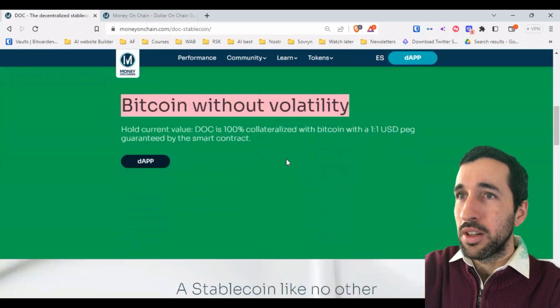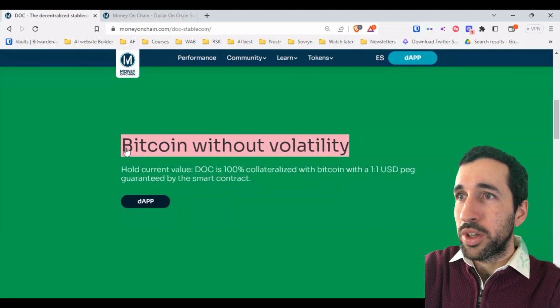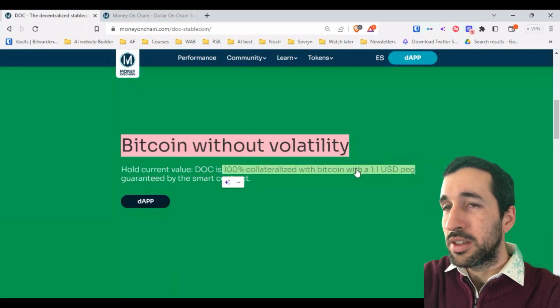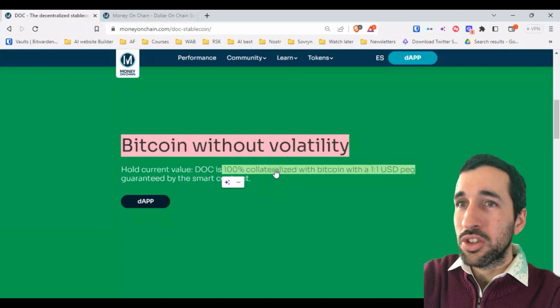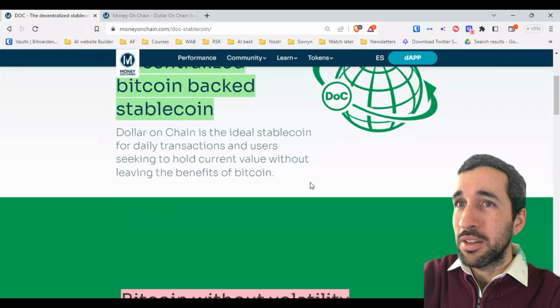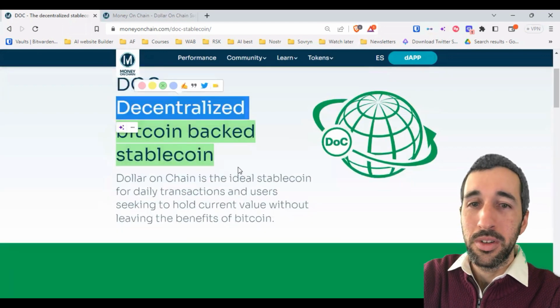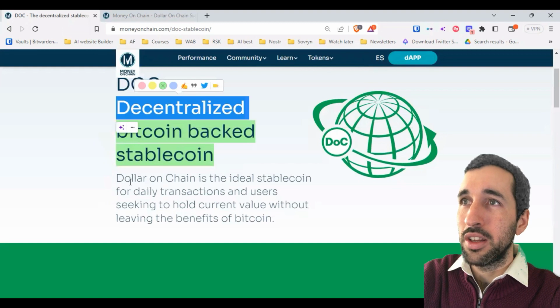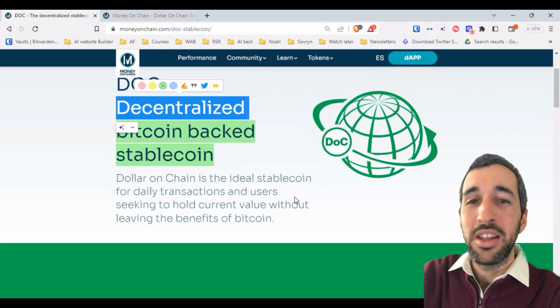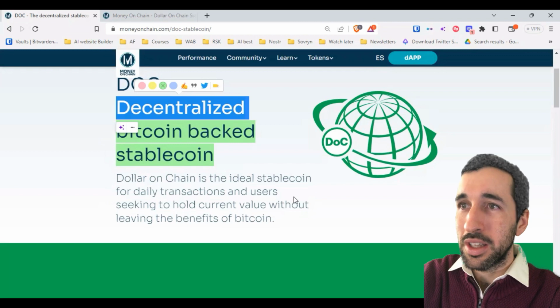So let's take a little more look on the site. So here we got it, Bitcoin without the volatility. DOC is 100% collateralized with Bitcoin and a 1-to-1 USD peg, right? So this is the most important part. And because it is collateralized with Bitcoin, and Bitcoin is the most decentralized asset we have as humans, that means that DOC is the most decentralized stablecoin that you can find anywhere in the world. That's why I started the Money on Chain overview video saying that Money on Chain is probably the most important protocol in the Bitcoin-backed economy, because it has the most decentralized, the most secure, and the most resilient stablecoin.